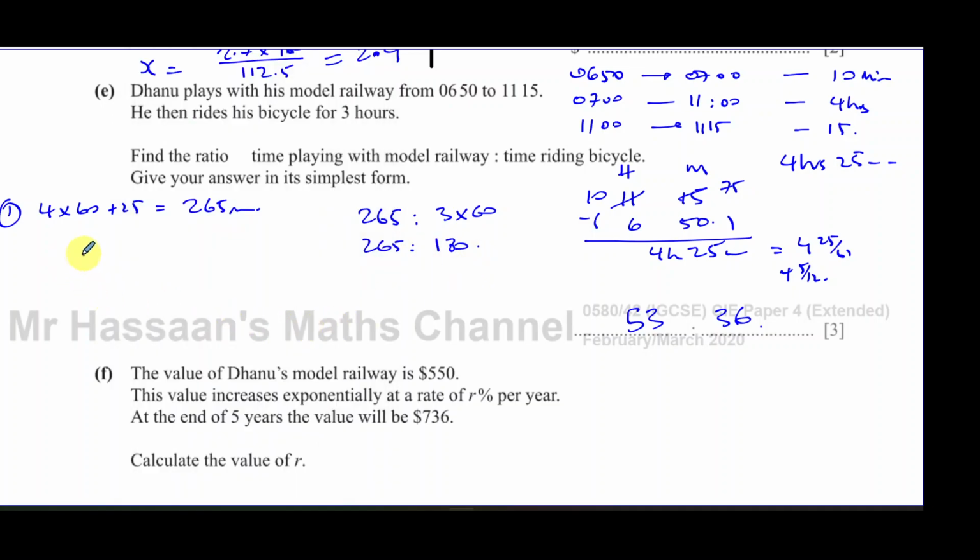So you could do it this way. You could say that's 53 over 12, and the ratio is to 3. So you multiply both sides by 12, and you end up with 53 to 36. Same answer. You could do it that way if you want. In hours, I think doing it in minutes is easier, but this is the answer in the end. 53 to 36 is the ratio of the time playing with the model railway to the time riding the bicycle, in the simplest form. That doesn't simplify any further than that.